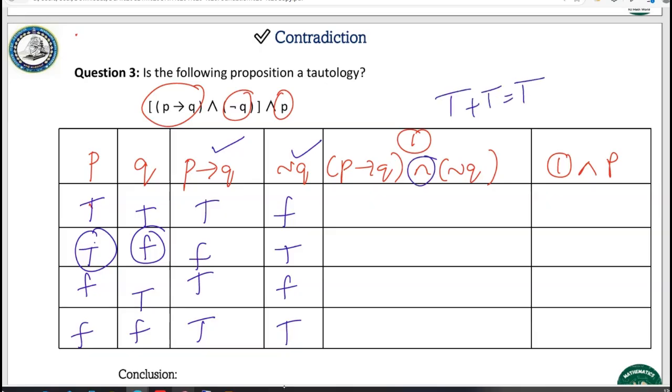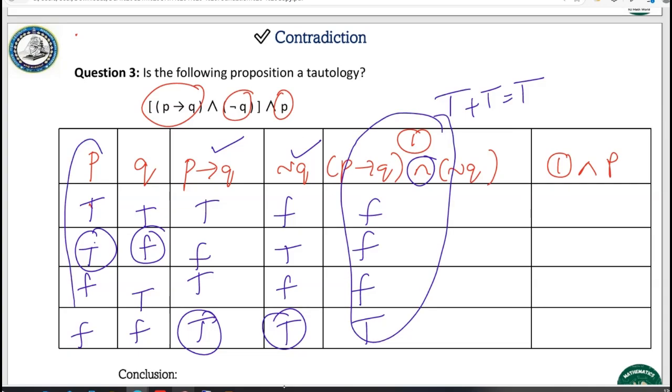T and T, it is T. We'll just check if we have T and T. Yeah, we have T and T here, it is T, otherwise it is all false. Now we'll check it for the first one, that is this value, and the P value, and the first column. We have to check for AND: T and T, it is T.